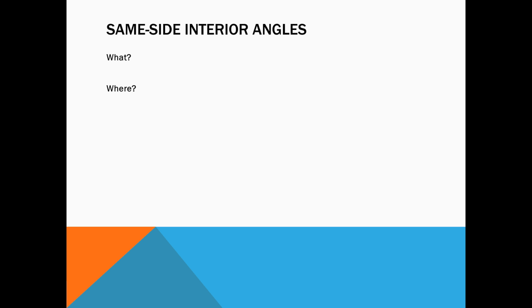So, same side interior angles are two angles that are located on the same side of the transversal, and they are inside of the parallel lines. Just like with alternate interior and alternate exterior angles, that definition gives us a great idea about the location of those angles.